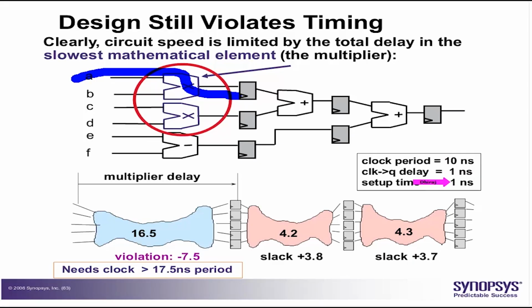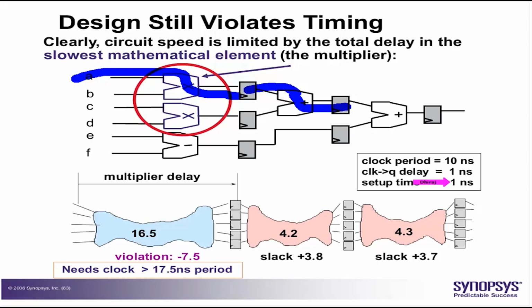But let's talk about this part now. Let's say the adder delay is 4.2, clock to Q delay of this is 1 nanosecond, so it's 1 plus 4.2, it's 5.2. It should arrive 1 nanosecond prior to the capture edge at 10. So 5.2 plus 1, 6.2. So total data path delay is 6.2. Required time is 10 nanoseconds. If subtracted, slack will be positive 3.8.